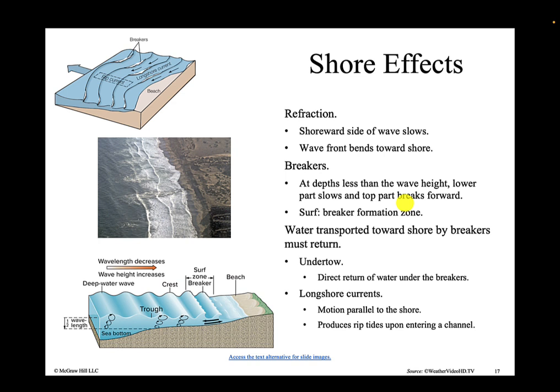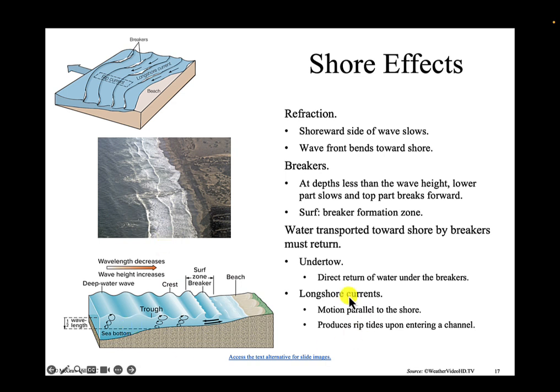So that returning movement can cause the undertow and longshore currents. The undertow is this direct return of the water under the breaks. So below the breaks, the water is moving back. This movement of going back is called undertow. You probably have felt that. If you've been to a beach before and were in the sea, you probably felt that water right below the waves sort of pushing you back. So that's what we call the undertow.